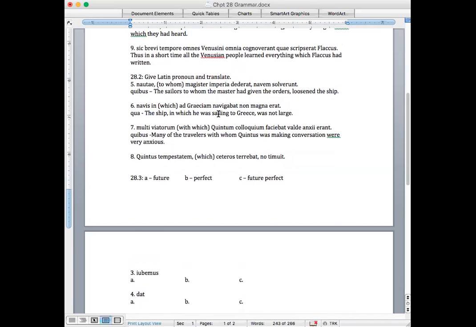And finally, number 8. Quintus, a storm, which was scary for the rest of the people, did not scare him. Should be non. So the antecedent is going to be the storm, tempestatem, which is going to be feminine. It's a third declension noun. So it's one storm, it's going to be singular. And it's going to be the subject of this clause because it's doing the terrifying and you already have an accusative. So nominative, singular, feminine is going to be qui.